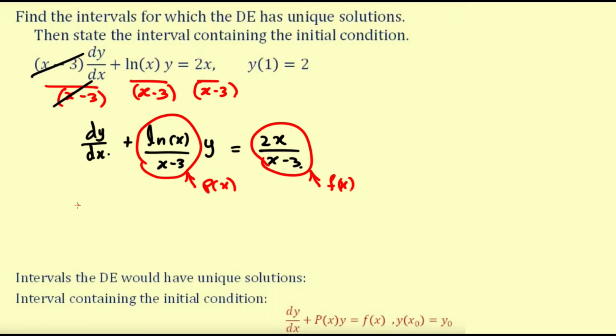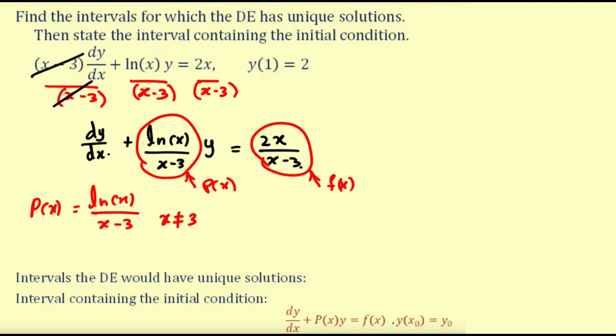Okay, now let's grab this p of x alone. P of x is equal to ln of x over x minus 3. Now from the denominator, we know that x cannot be equal to 3, and in the numerator we have ln of x. The domain of ln of x is greater than 0. It cannot be 0 or any negative number. So it means you start from 0.